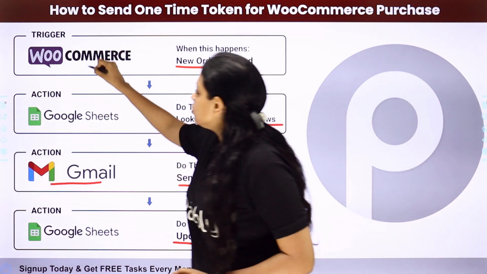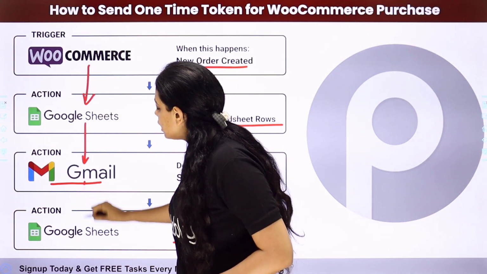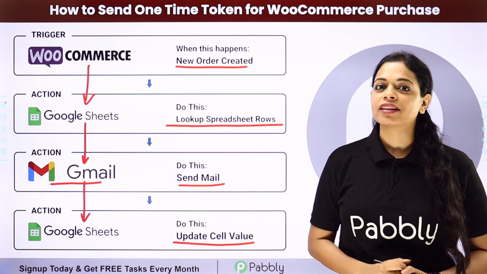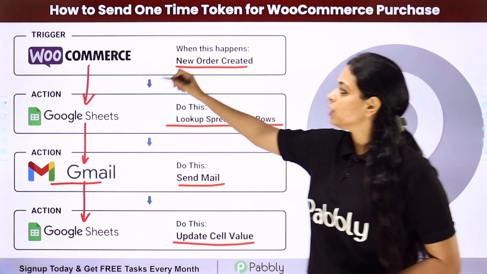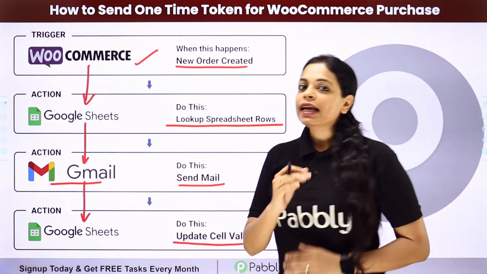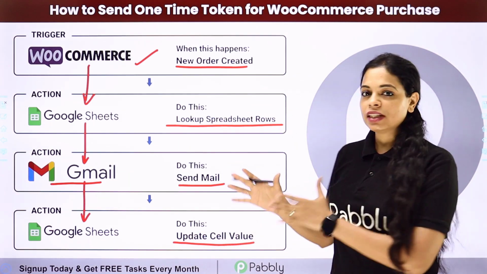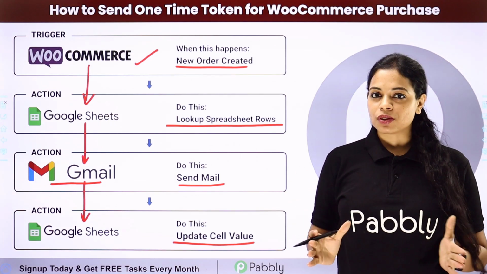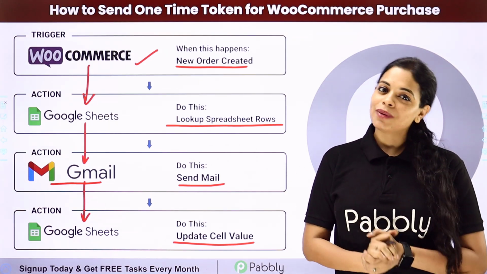For this, I will be integrating these applications, and the same thing can be done using Pabbly Connect software. So here my trigger application will be WooCommerce, then action applications will be Google Sheets, Gmail. Now, how you can do this yourself, integrate and automate this entire process? To understand that, let me take you to my screen.